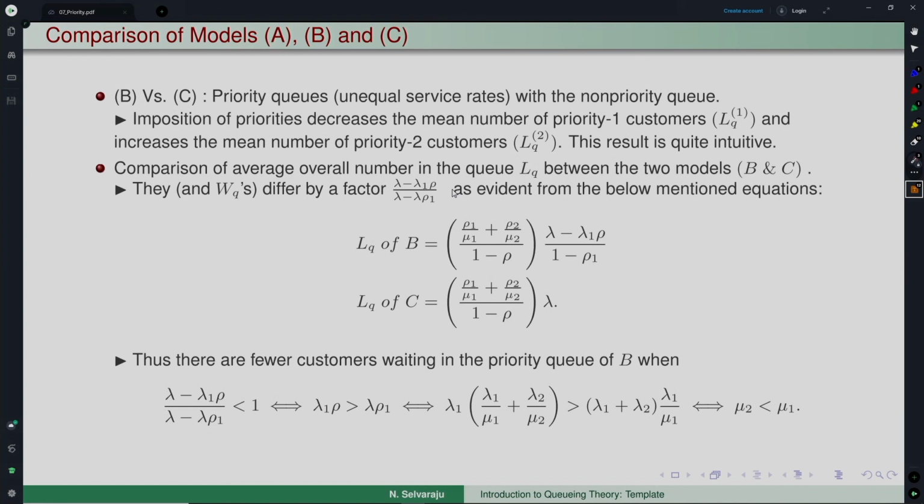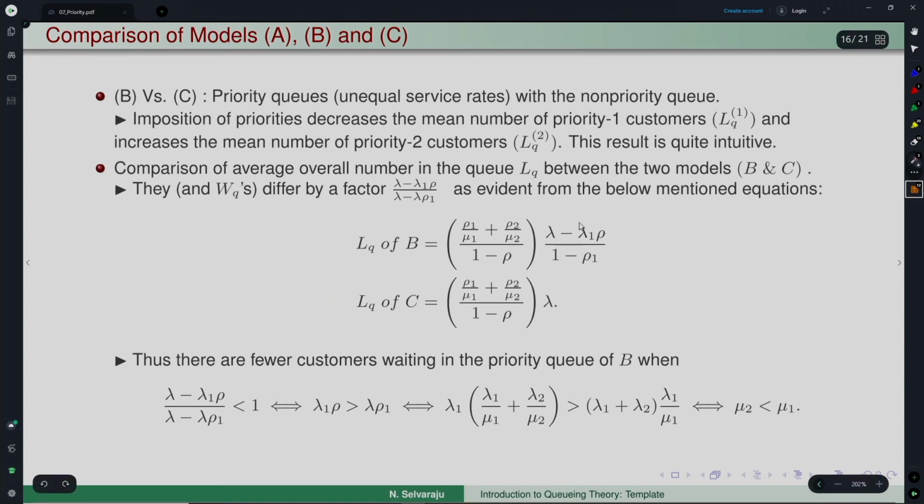Okay. Now, you see here this LQ of B is given by this and LQ of C is given by this. So, these two differ by a factor of this, obviously, because this is common. When you divide this by this, what you will get is this divided by this, and that is the factor here. Now, this is the overall number LQ that we have. We have kept this for comparison purposes here.